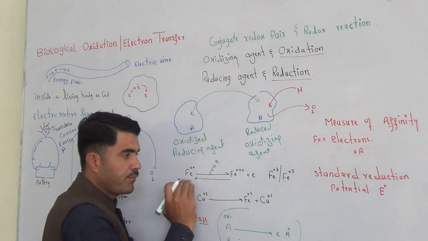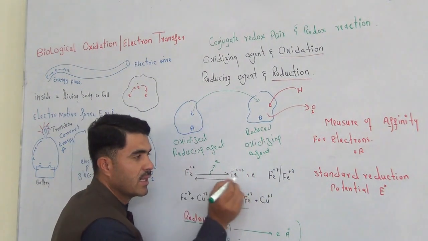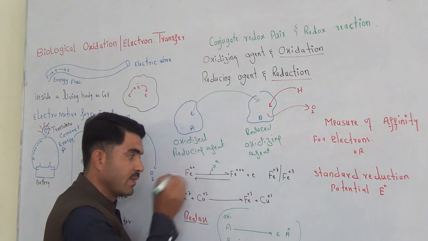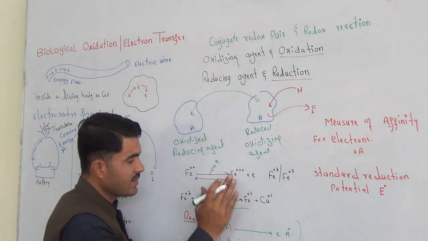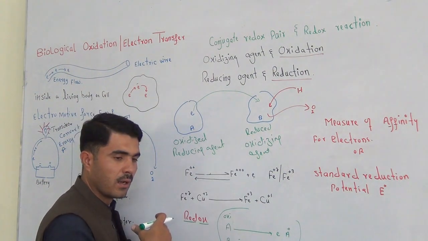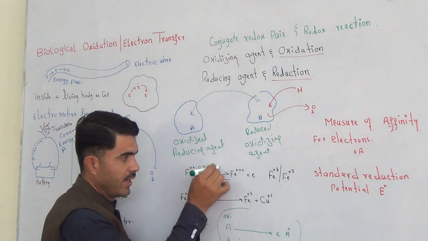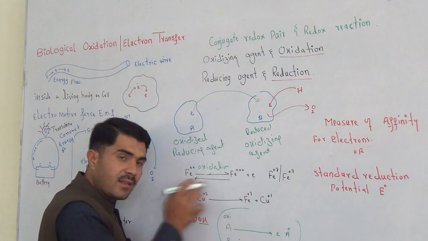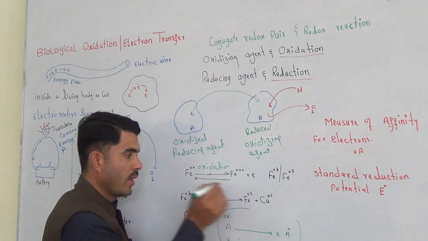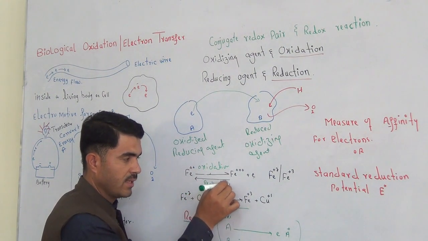If we reverse that reaction and combine that electron with the iron, iron will become Fe plus 2. So from one side you can see Fe is losing its electron. So this is oxidation, right? And at the other side, iron is getting an electron, so it becomes Fe plus 2. So this is reduction, right?